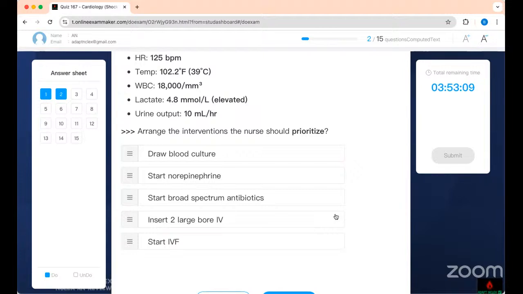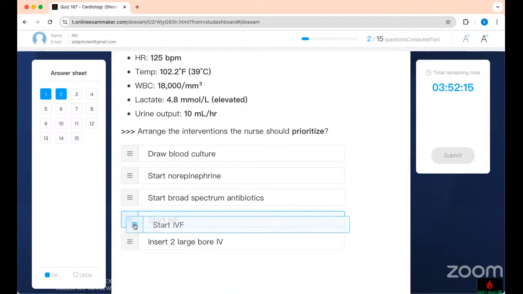Draw a blood culture, norepinephrine, start antibiotic, give large-bore IV, or start IV fluid. What do you think should be the first thing? It's based on the diagnosis of shock. A patient in shock has hypoperfusion. And therefore, what is the first thing you will do when you see somebody in septic shock? I need fluid, which is going to take care of the hypoperfusion.